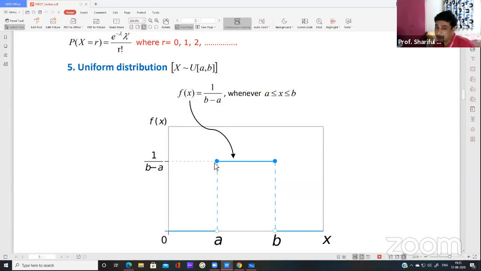And what will be the height, the value of this constant? From basic calculation we can show, since the total area under this curve is nothing but total probability, that the value of k is 1 by b minus a, because if this height is k, then k into b minus a, that product, will be 1. So obviously k will be this.